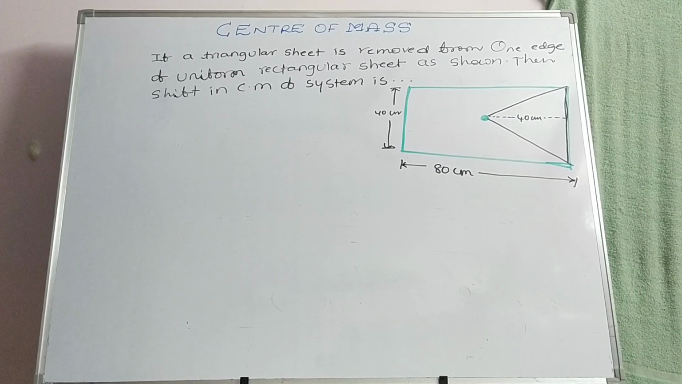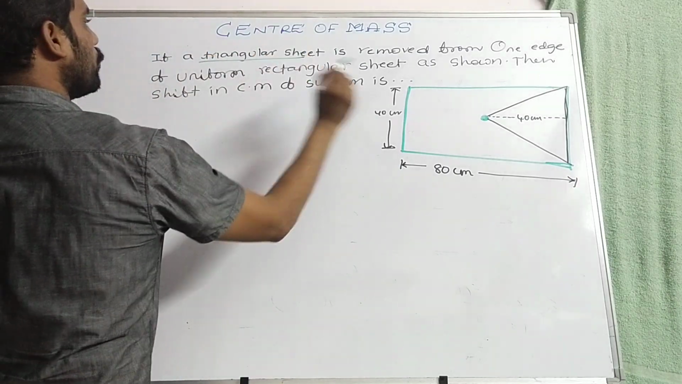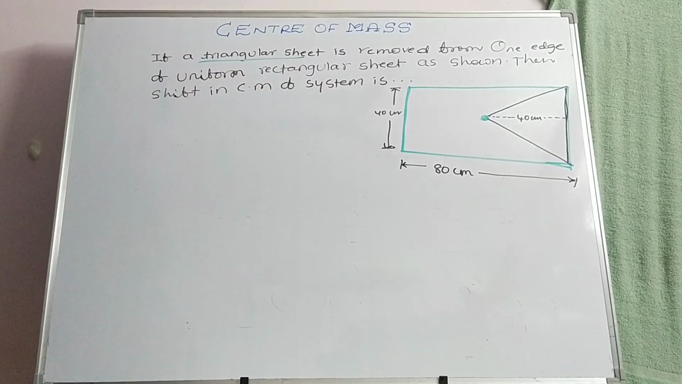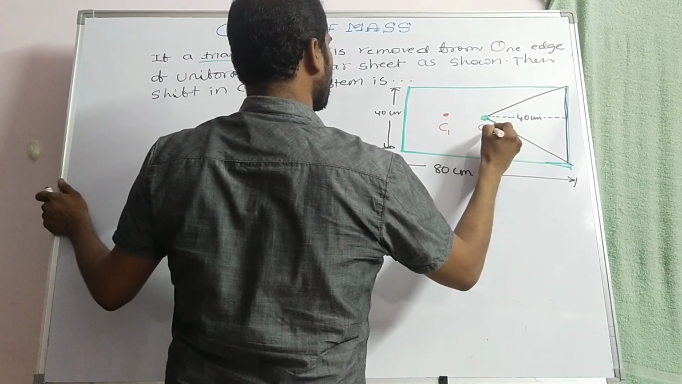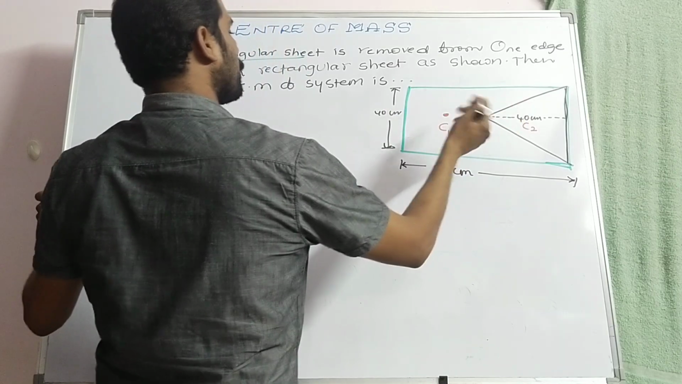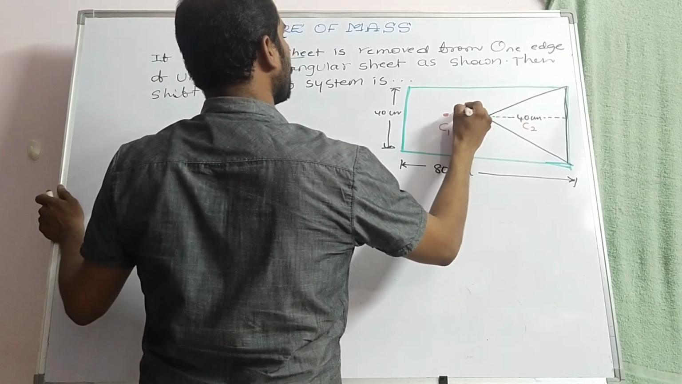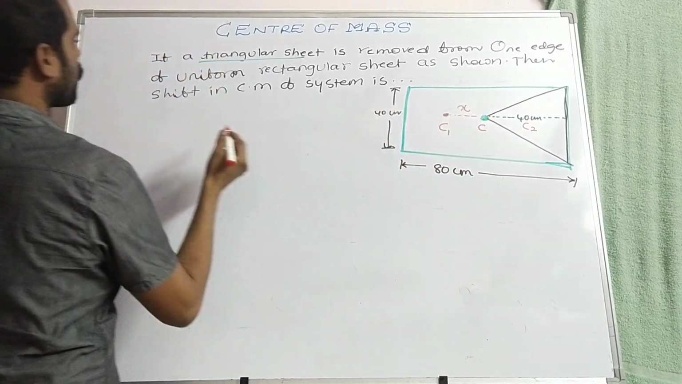So this is one important model. If a triangular sheet is removed from one edge of a uniform rectangular sheet as shown, then the shift in the center of mass is found as follows. See here, let us consider this is C1, this is C, this is C2. Okay, centers C1, C2. Now we have to find the X shift, that is the center shifting to C1, of course.